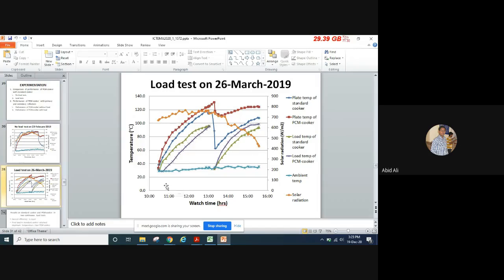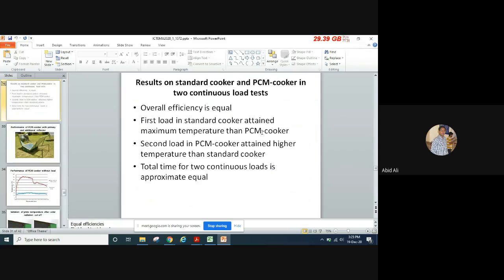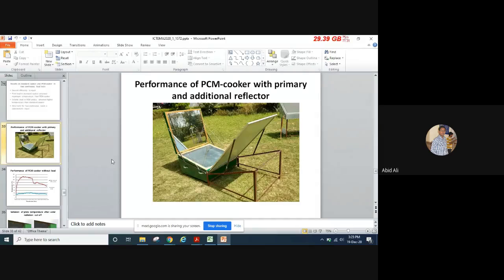the standard cooker with the PCM cooker. In this, the standard cooker achieves maximum temperature early with respect to the PCM cooker, but the second load achieves maximum temperature with respect to the standard cooker. Overall efficiency of both cookers is approximately the same, and the second meal in the PCM cooker attains higher temperature. And we also check the performance of the PCM cooker with primary and additional reflector.